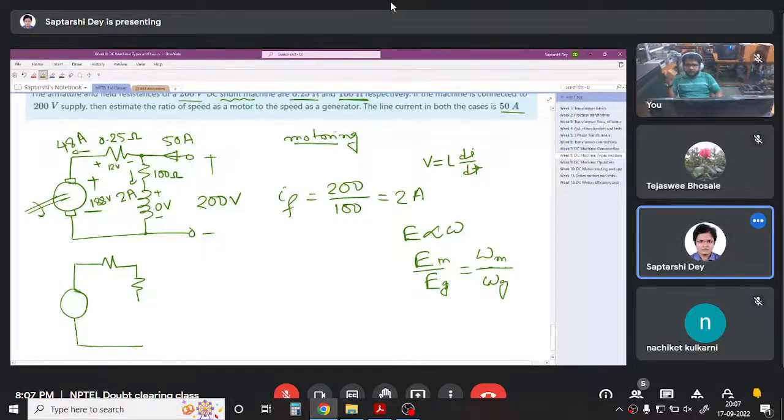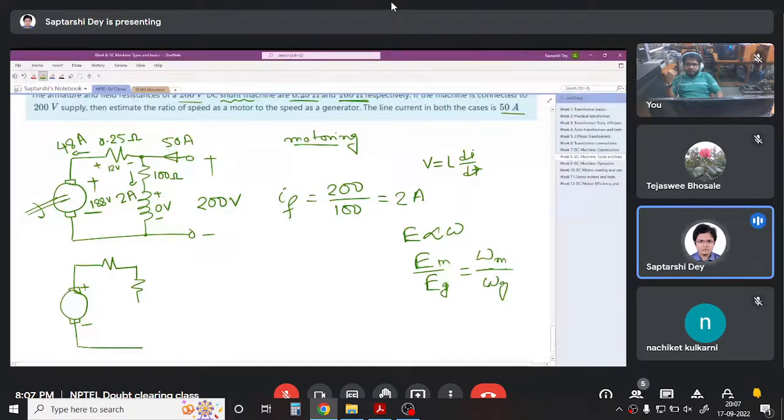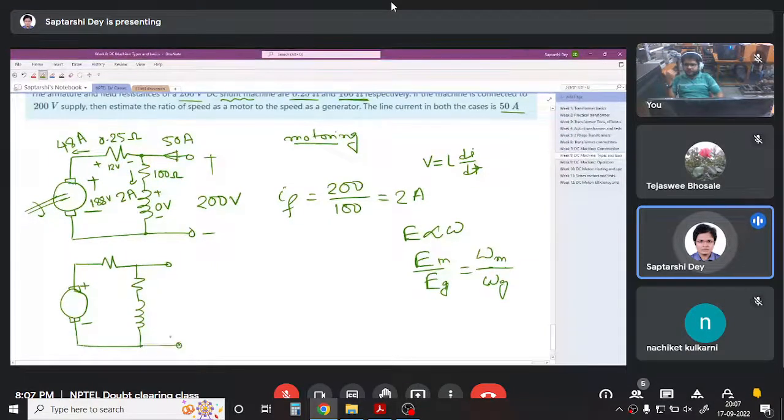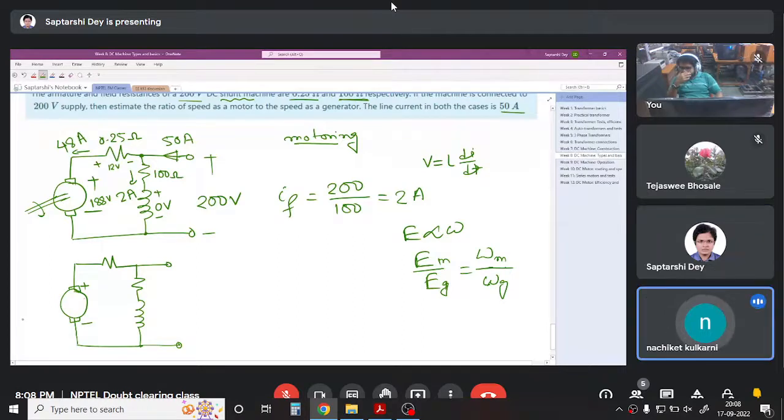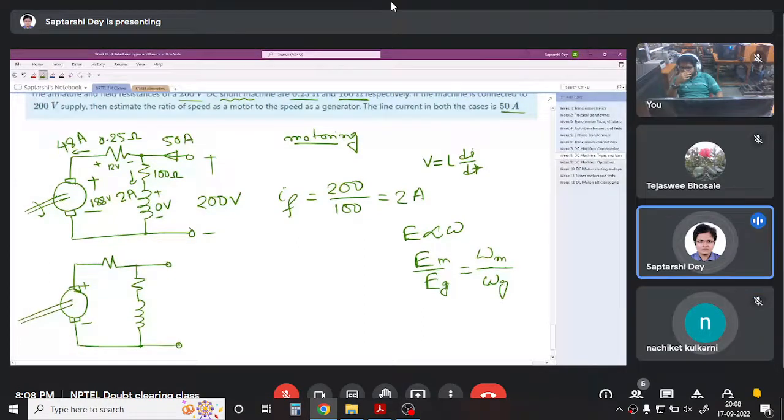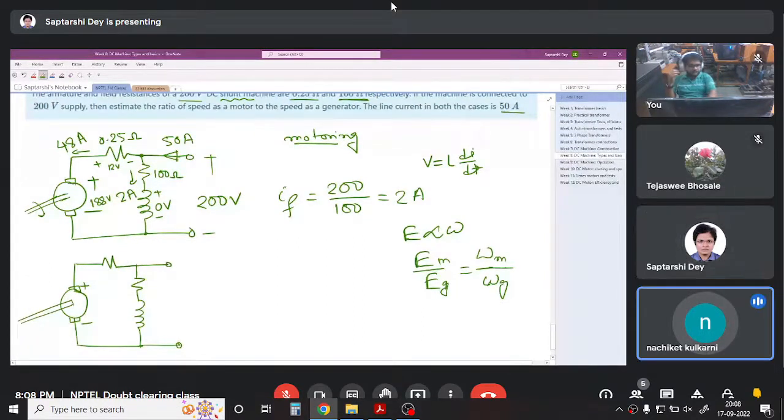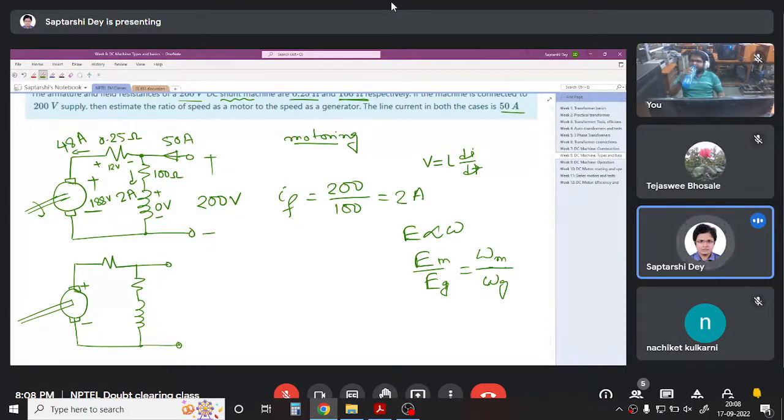Okay. So what will be the generated EMF of the DC machine as a generator? We will find out. But can you tell me what value are you expecting? More than 200 or less than 200? It will be same. Same as motoring? Yeah, same as motoring. It will not be same as motoring. I will tell you why.